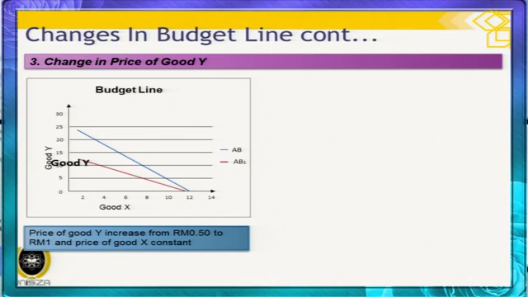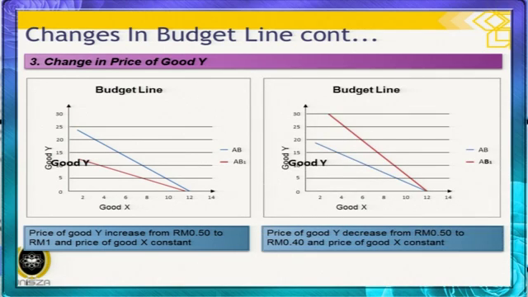Thirdly, the changes in the budget line can be affected by changes in the price of good Y. As we can see from the graph, the price of good Y increased from 50 cents to 1 ringgit and the price of good X is held constant. And meanwhile, from the second graph, the price of good Y decreased from 50 cents to 40 cents and the price of good X is constant.